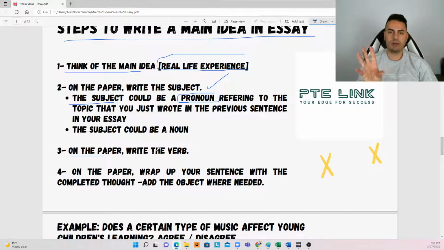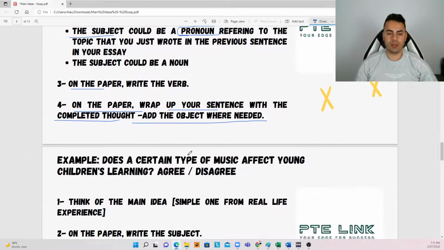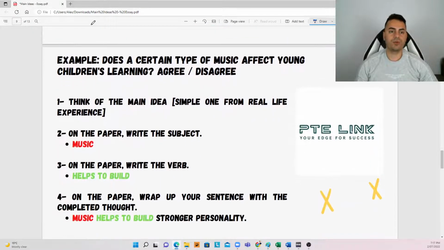Once you have got the subject and the verb, you will be easily able to, on the paper as well, wrap it up and complete the thought. Just make sure you have delivered a very meaningful sentence, or you could add the object at the end if needed. All right? So this is theoretically. Let's make it more practical and have a look at those examples. Let's look closely at it.